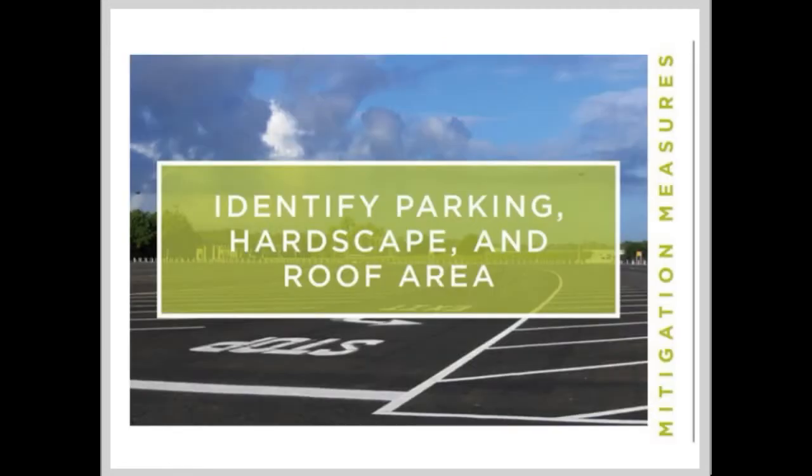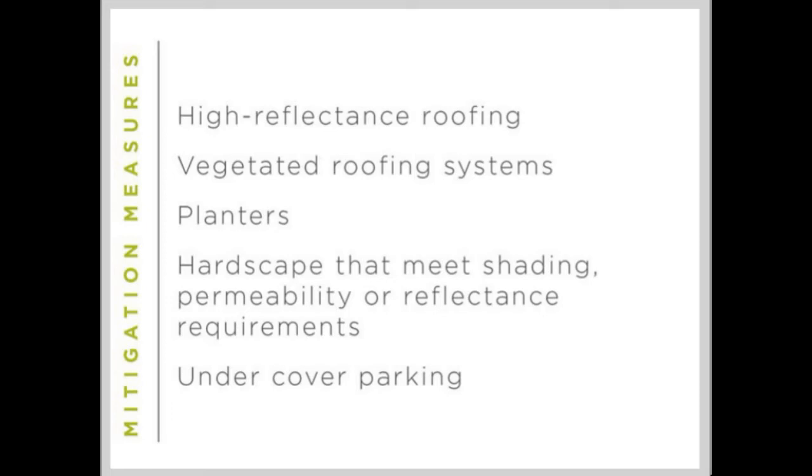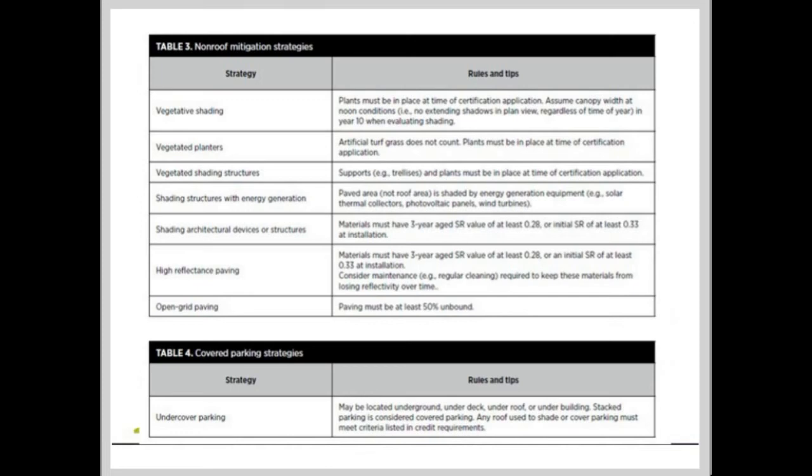To summarize this credit, project teams should identify parking, hardscape, and roof area. The team should then identify areas of existing and planned heat island mitigation measures. Determine which option the project will pursue. Projects may earn points for only one option, but are encouraged to incorporate as many heat island reduction strategies as possible. Projects may incorporate additional mitigation strategies as required to meet the credit compliance for establishment as listed on this slide. Finally, the team should create and implement a maintenance program.